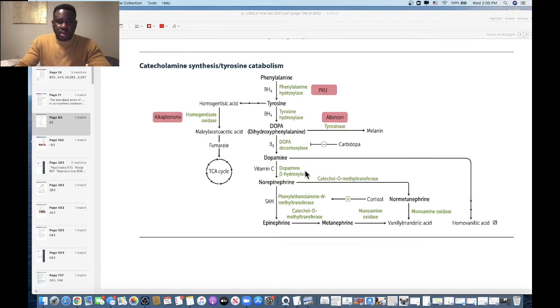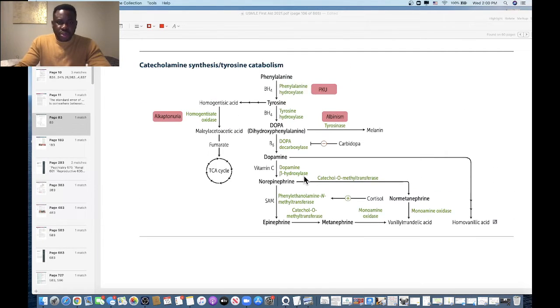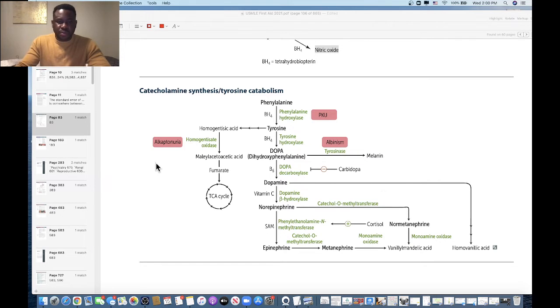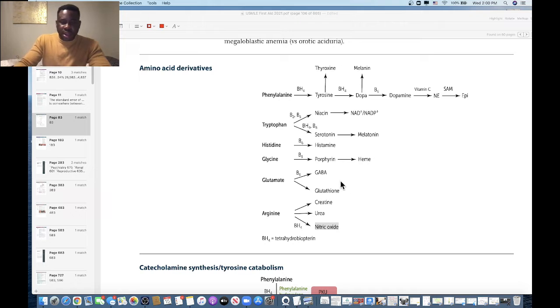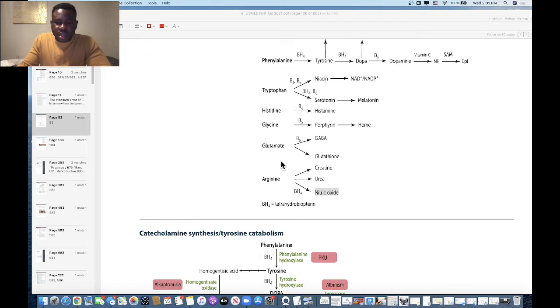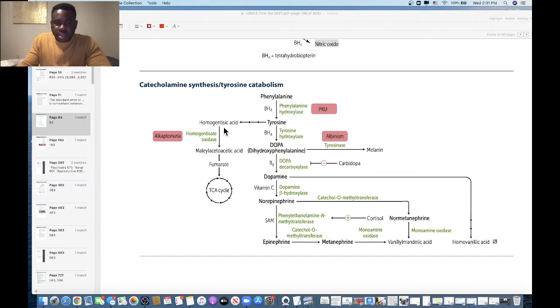And in this video, we'll start from the other half of page 83, but I can't stress enough how important this page is. Amino acid derivatives are very highly tested, and you have to know what amino acid is used to produce what, and what vitamin mediates it, or what vitamin is a cofactor for it. And this is what we are going to look at in the next image.